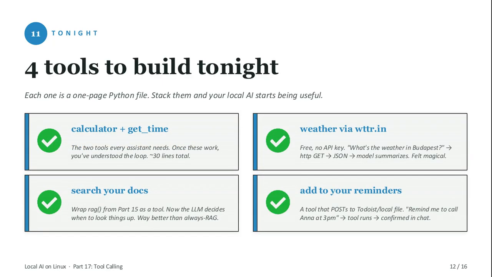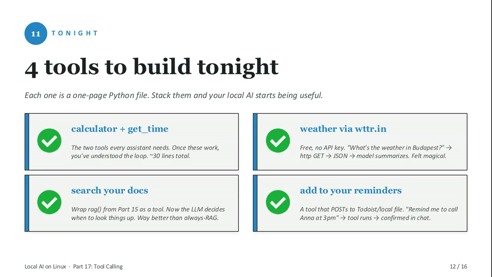With those traps in mind, here are 4 tools worth building tonight, each one a single-page Python file. Start with calculator and getTime, 30 lines total, and once they work, you've internalized the whole loop. Then add weather through wttr.in, no API key, just an HTTP GET that the model summarizes back to you.